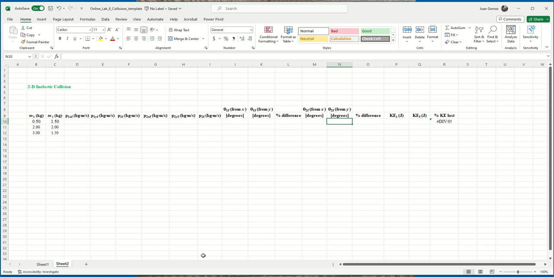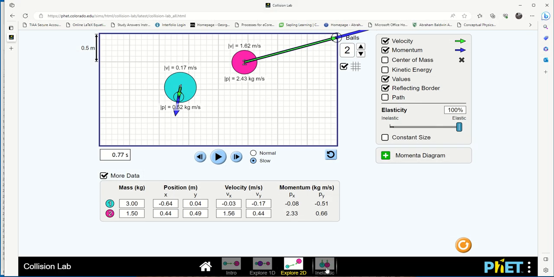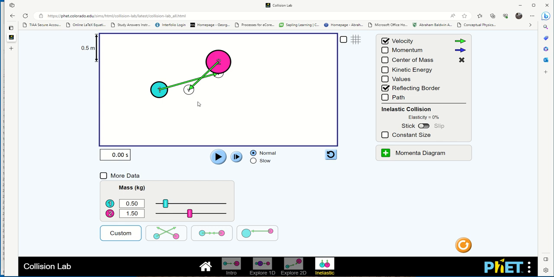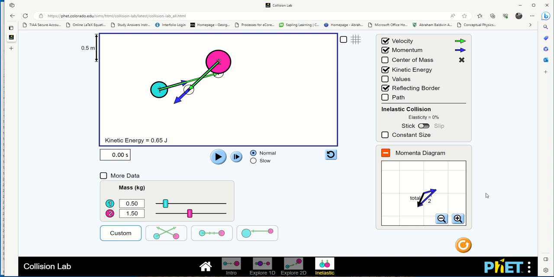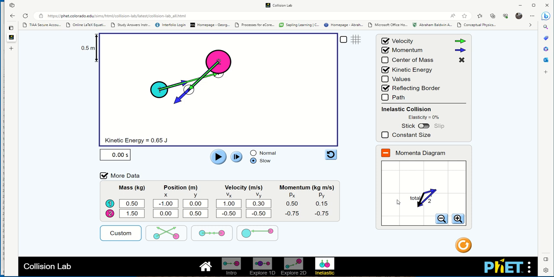Okay, so in sheet 2, I have to run the simulation for the inelastic collision. Down here at the bottom, I'm going to click inelastic. I want to see momentum, and definitely need kinetic energy. Elasticity 0%, and I want stick. I want them to stick together. The momentum diagram, you can show or not. I want slow motion and more data.